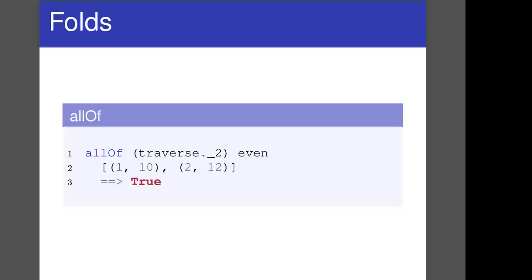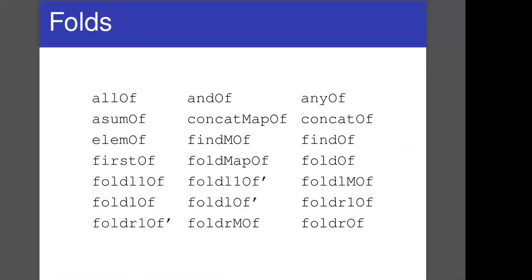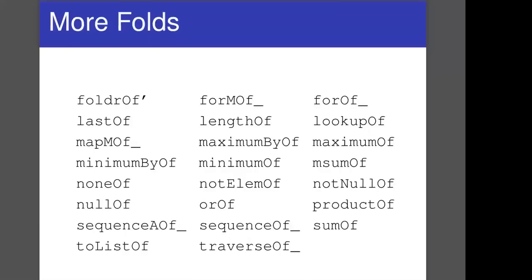You could do it that way too. You could traverse and say to all, and then look at the mono. And whether it's implemented this way or not, I don't know. There are lots of folds. You have a lot of options for things you can do with your traversals besides just look at them with view. And there's still more of them.